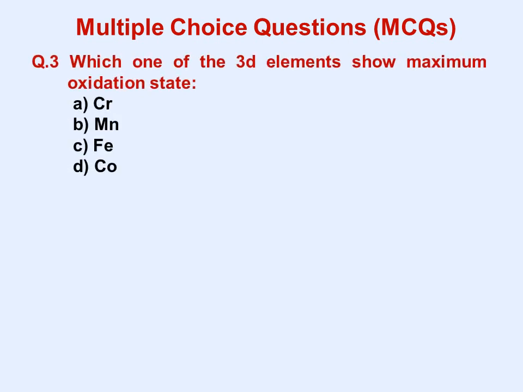Question number 3. Which one of the following 3d elements shows maximum oxidation state? Obviously, the answer will be manganese. Why? Because it shows variable oxidation states from +2 to +7.